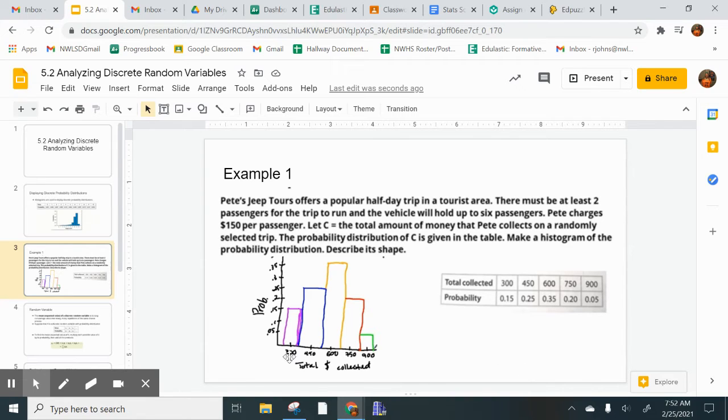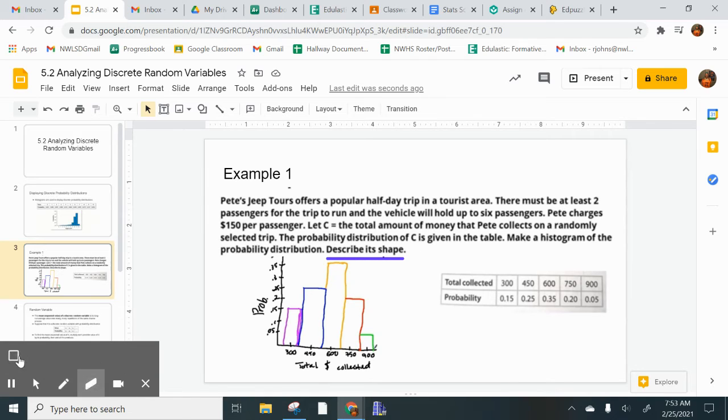Here is the histogram. Notice that we have our probability on the left. Our total money collected is down below. Our totals are 300, 450, 600, 750, and 900. And I'm just plotting how far up that probability would go. Okay. Now, this question is asking us to describe the shape. We don't have to find the mean or the standard deviation. They're not asking for measures of spread. They just want us to describe the shape.